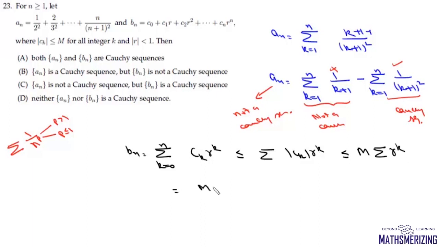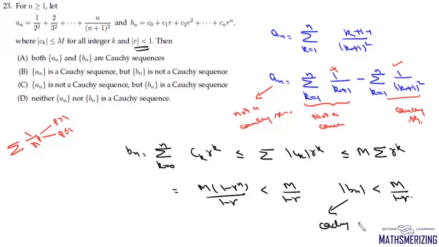So it will be m times (1 minus r to the power n) upon (1 minus r), and since r lies between minus 1 and plus 1, it will be less than m upon 1 minus r. Now this mod bn is less than m upon 1 minus r. So this sequence will be a Cauchy sequence. So the answer to this question is: an is not a Cauchy sequence, but bn is a Cauchy sequence, and that's your option C.